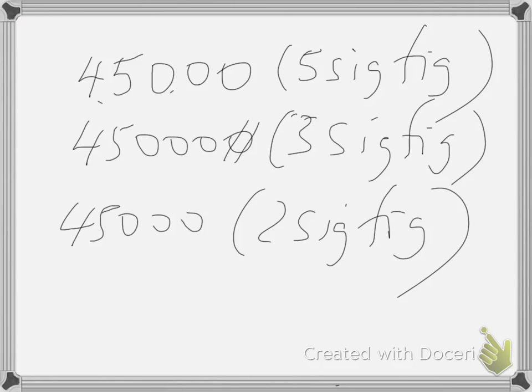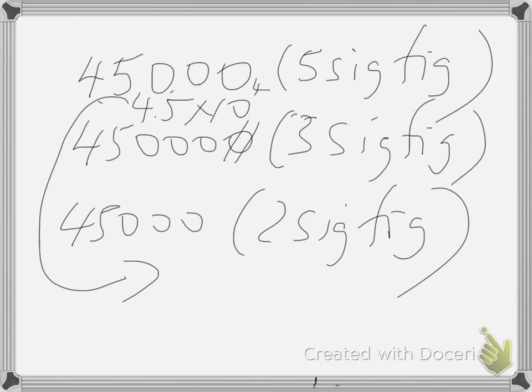One way to tell the person what it is: you could write it in scientific notation. You could write this one as 4.5 times 10 to the 4. Oh no, if I write it like that, that's saying it's 2 significant figures. Now I've marked on my video, haven't I, because I made a bad mistake. That should be the answer down here.